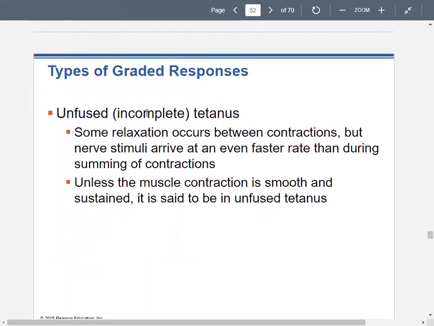All right. A term that you'll see is tetanus, and here we're not talking about tetanus when you step on a rusty nail. We're talking about it in the context of muscles. So it's called unfused or incomplete tetanus. Here you get some relaxation occurring between the contractions, with the nerve stimuli arriving at a faster rate than what you get during summing of contractions. And unless the muscle contraction is smooth and sustained, it's said to be in unfused tetanus.